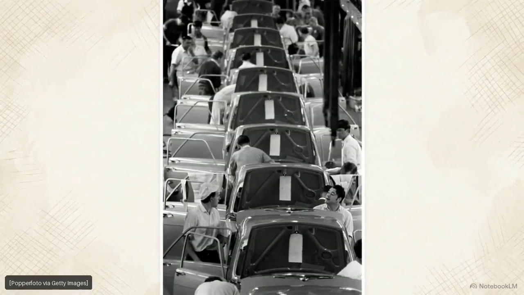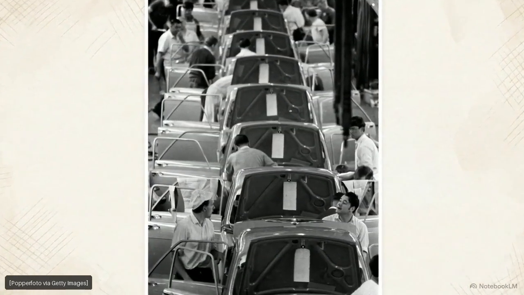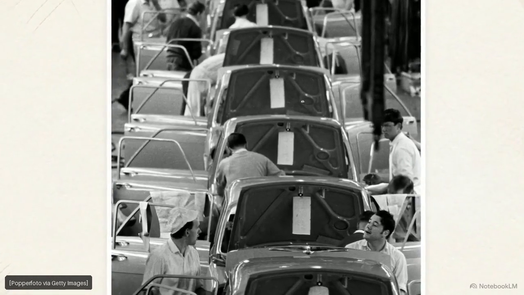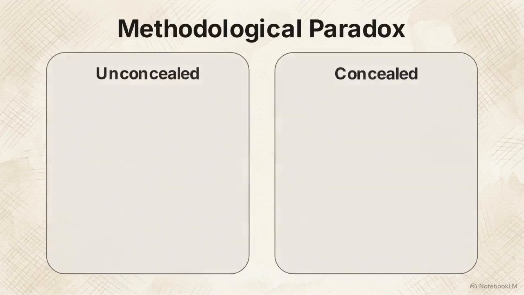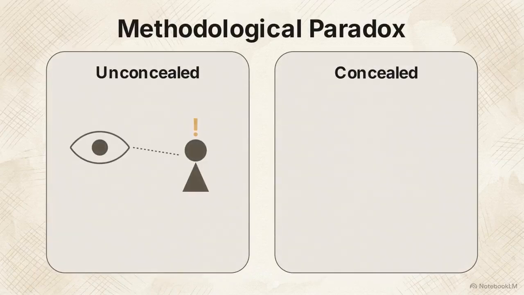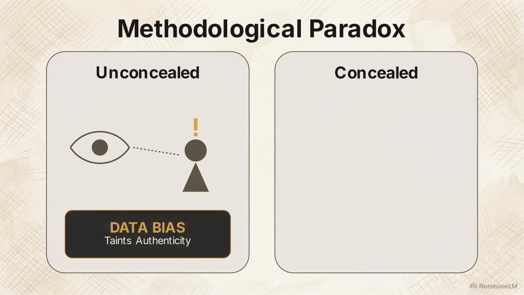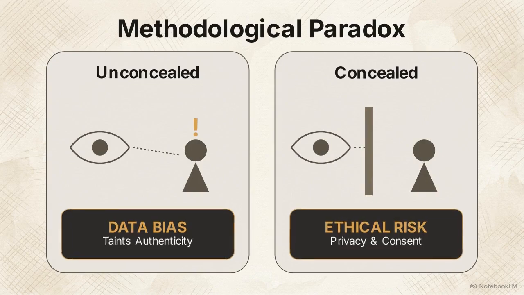Looking at the rigid structure of this historical assembly line, it is obvious how a researcher standing with a clipboard would disrupt the factory's natural flow. The alternative is concealed observation. Hiding the researcher eliminates reactivity entirely, preserving the authenticity of the behavior. This creates a methodological paradox. Unconcealed observation taints behavioral authenticity, but completely concealed observation risks violating the ethics of informed consent and subject privacy.